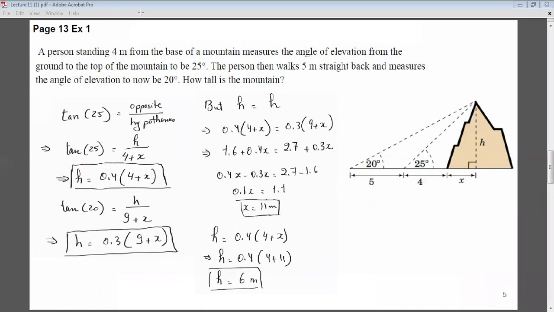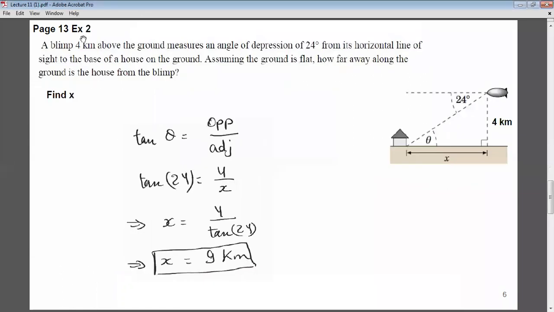Let's do another question. This is page 13, example 2. So I have a blimp 4 kilometers above the ground. You don't care what a blimp is. Don't worry what it means. Look just at the drawing. So it's 4 kilometers above the ground. Measures an angle 24 degrees from its horizontal line. Assuming the ground is flat, how far away along the ground is the house from the blimp? In other words, he's asking about x. So we have to calculate x.